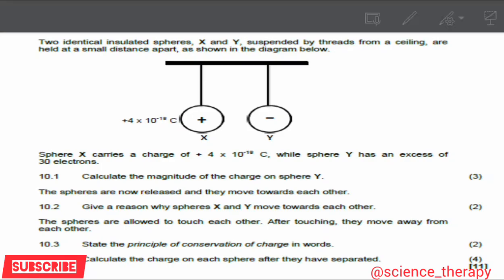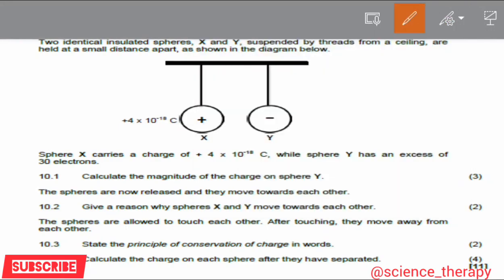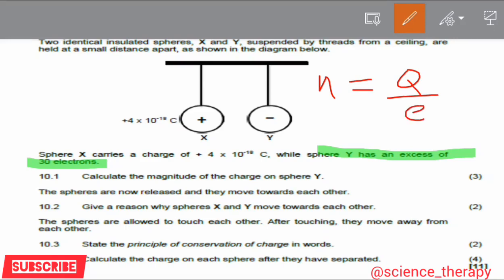So now if we read on sphere Y, they told us about excess electrons, right? So we know whenever we see anything that has to do with excess electrons, the right formula for that one is N is equals to Q over E, right? As long as we see the keyword excess of electrons, then let's go to that one. Remember, here we are not supposed to calculate the number of excess electrons because we are already given, but now we are looking for the charge Q, right?